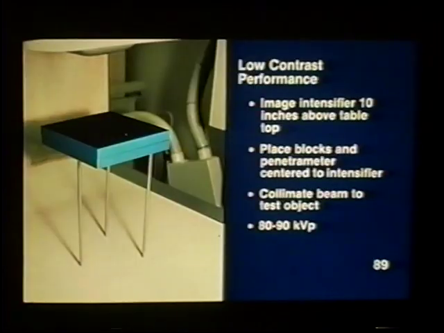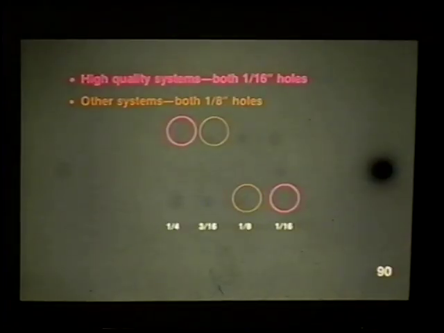Number 90. Count the number of holes you are able to see, beginning with the largest. Count the holes only if you see both holes of the same size. Record the results. High-quality systems should resolve both of the 1/16 inch holes clearly. The other systems are acceptable if both of the 1/8 inch holes are resolved.